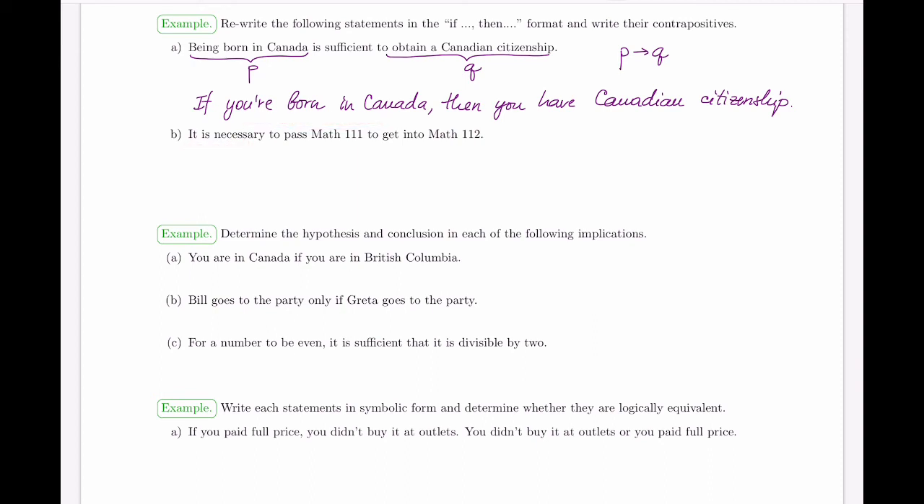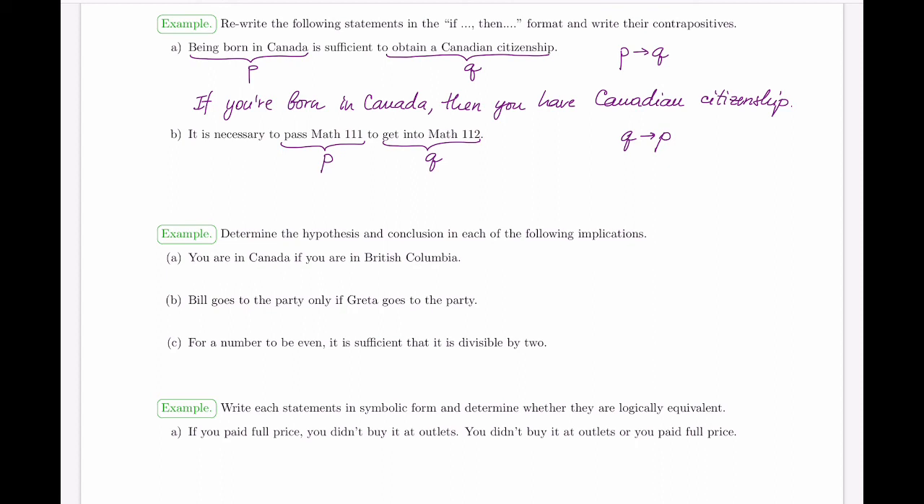Next up, we have it is necessary to pass Math 111 to get into Math 112. Again, we can simply label the corresponding parts of the statement. Passing 111 can correspond to statement P, and getting into Math 112 can correspond to the statement Q. So this says that P, passing Math 111, is necessary for Q. If we look back on the previous page, we will see that that corresponds to Q implies P.